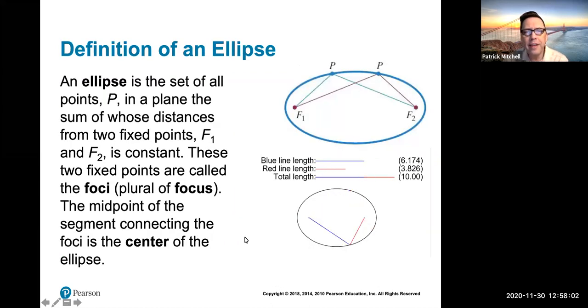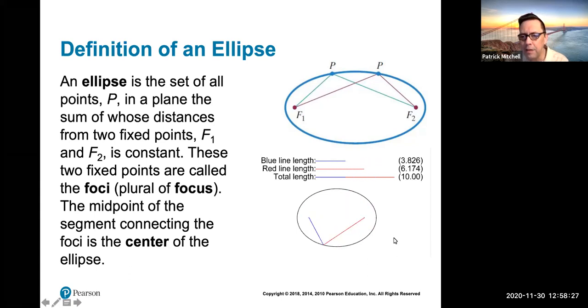All right, so the definition of an ellipse goes like this. An ellipse is the set of all points P in a plane, the sum of whose distances from two fixed points is constant. Those two fixed points are called F1 and F2, and those are called the foci, which is the plural of focus.